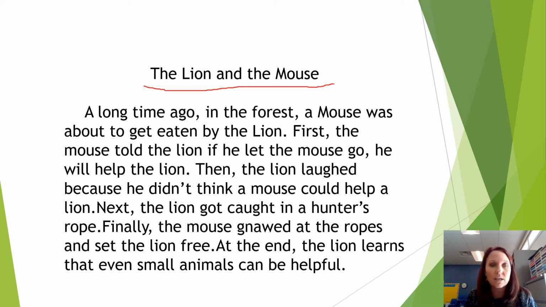So let's see what it sounds like. A long time ago in the forest, a mouse was about to get eaten by the lion. First, the mouse told the lion if he let the mouse go, he will help the lion. Then the lion laughed because he didn't think a mouse could help a lion. Next, the lion got caught in a hunter's rope. Finally, the mouse gnawed at the ropes and set the lion free. At the end, the lion learns that even small animals can be helpful.